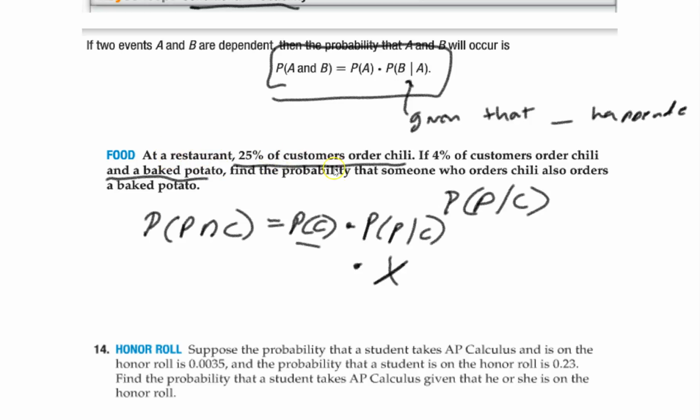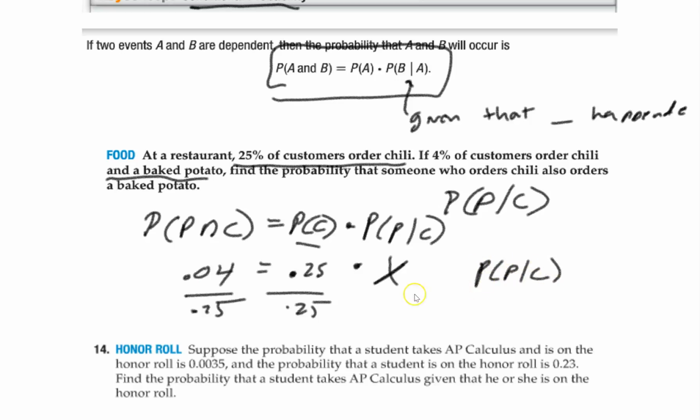At a restaurant, 25% of the customers order chili, so 0.25. And potato and chili, right here, 4% orders chili and a potato, so 0.04. Now we're all set up. Just got to divide by 0.25. And I get my probability here is 4 over 25. And you get that, which is about 16%. 16% chance if you order chili, you can order baked potato.